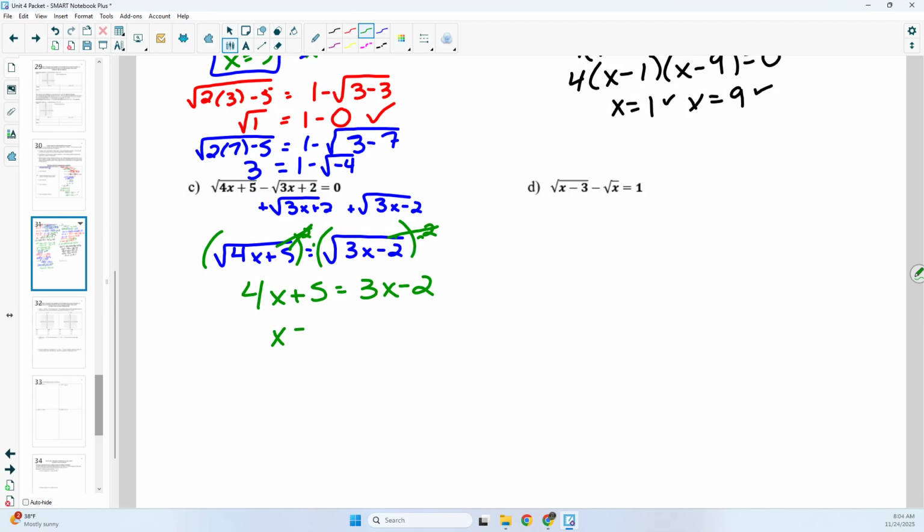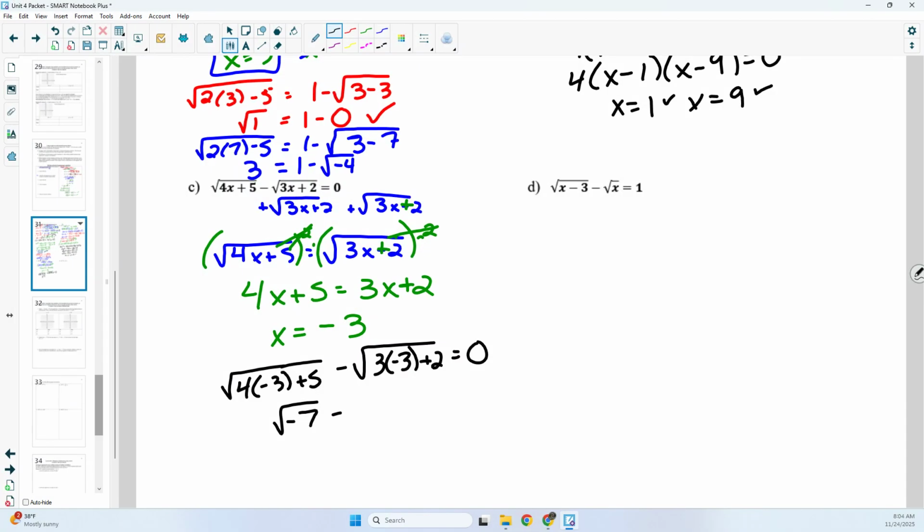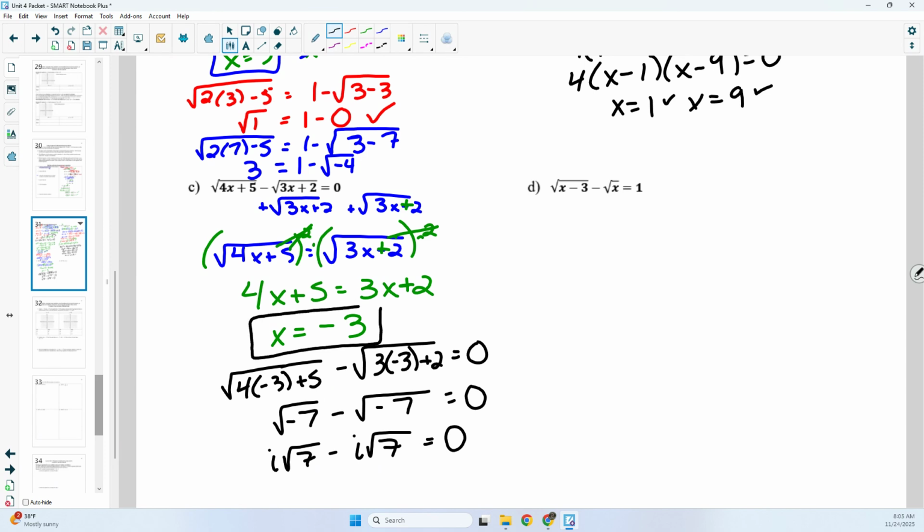So I subtract the 3x, and I'm going to subtract the 5, and I get negative 3. So just checking quickly, I'll show this one. 4 times negative 3 plus 5 minus the square root of 3 times negative 3 plus 2 equals 0. So we're going to get something kind of weird here, because I get the square root of negative 7 minus the square root of negative 7 equals 0. So this is a true statement. So even though I have i's in this equation, that does still work. Okay, so this is a valid answer.